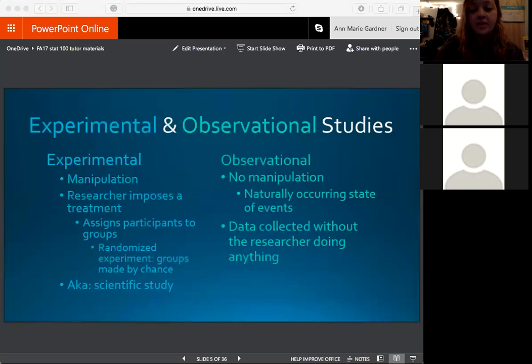Observational studies can cause a problem because, remember, confounding variables can happen in observational studies, because we're not controlling for them by randomizing our experiments. So if we want to control for those confounding variables, we would rather do an experimental study in order to do that.